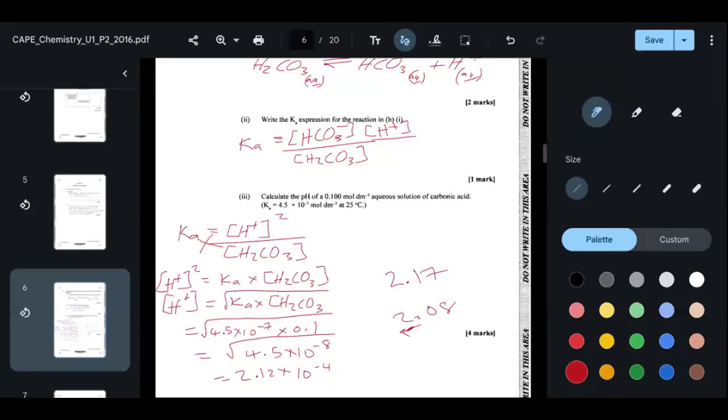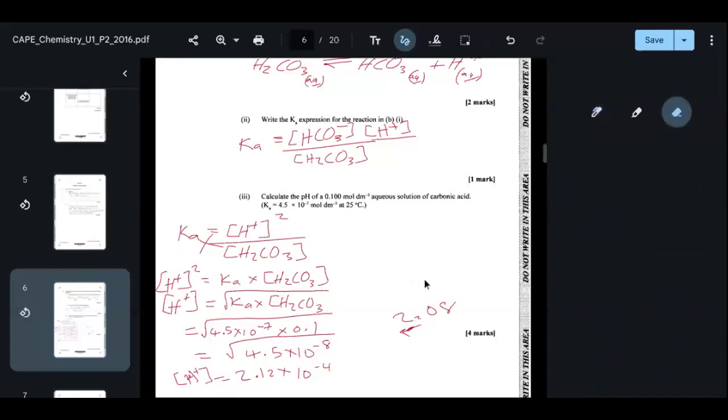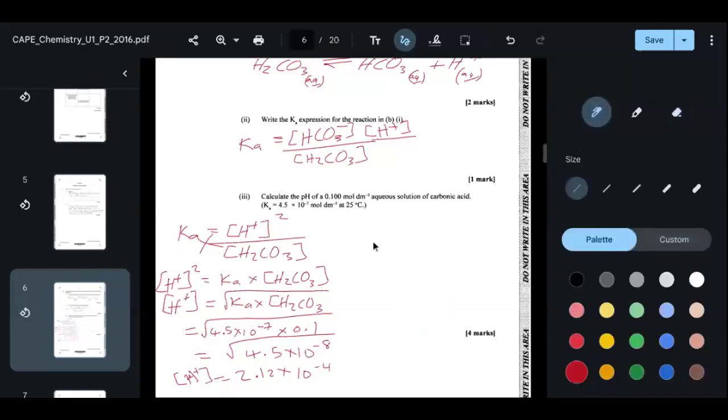Right, so this is the hydrogen ion concentration. So we're still not at the pH as yet. So now pH equals negative log of H plus, which is equal to negative log of 2.12 times 10 to the minus 4, which is equal to, let me do that. You get 3.67.